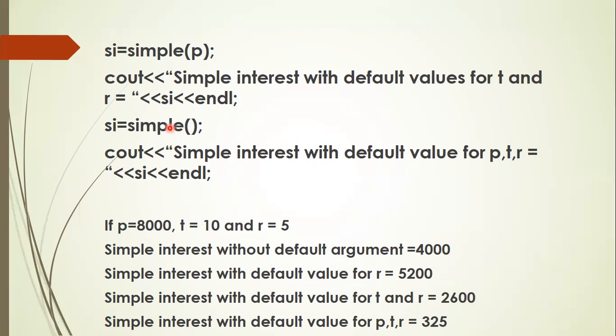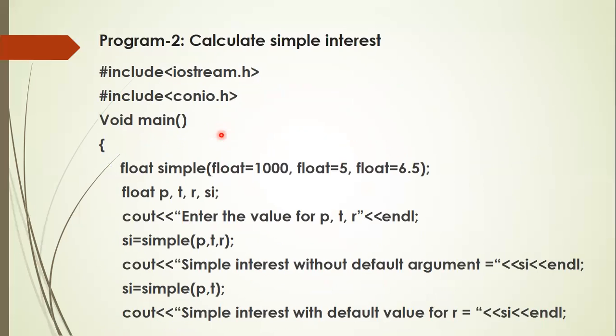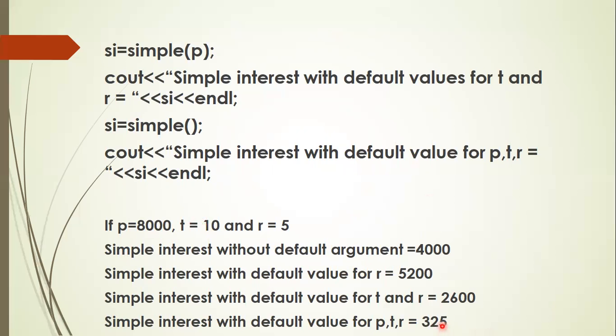The last case, SI equal to simple. Here all the 3 arguments are missing, so for P it takes 1000, for T it becomes 5, and for R it takes 6.5. 1000 into 5 into 6.5 divided by 100, and the answer is 325.